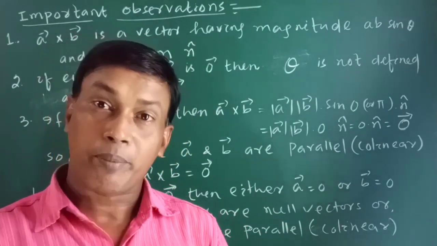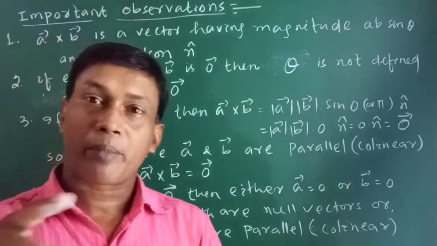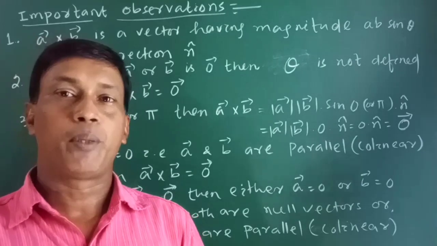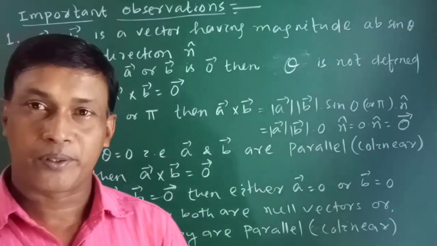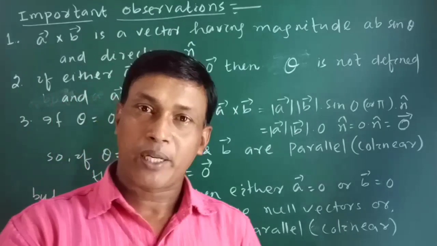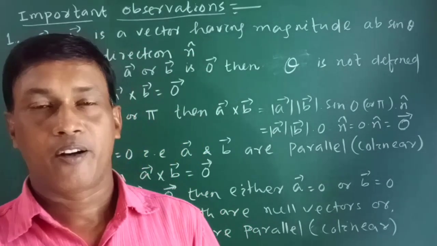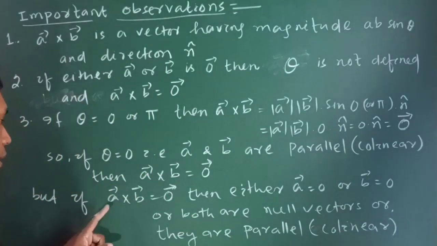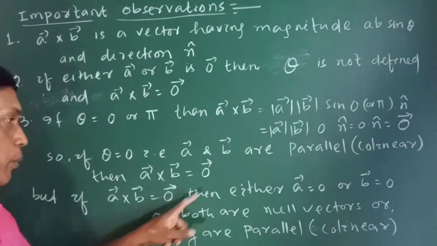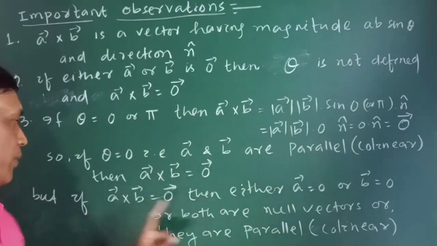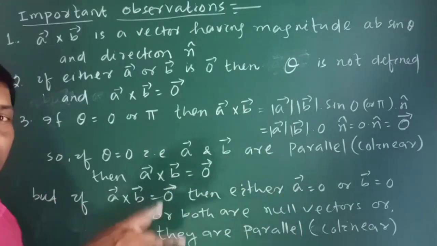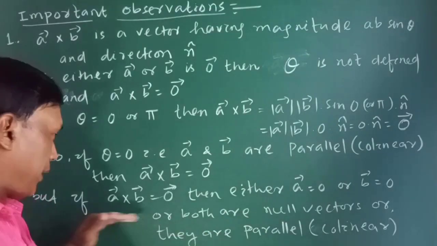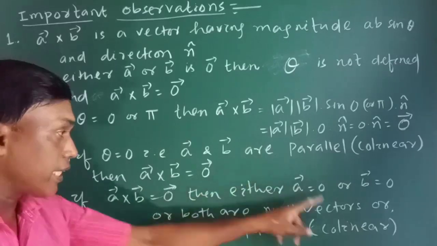If two vectors are perpendicular, the dot product vanishes, dot product 0. If two vectors are parallel, cross product 0. But conversely, what happens if cross product is 0? Then either A is 0 or B is 0 or both are 0, or they are parallel or collinear. If A cross B is equal to 0, then these are the possibilities.